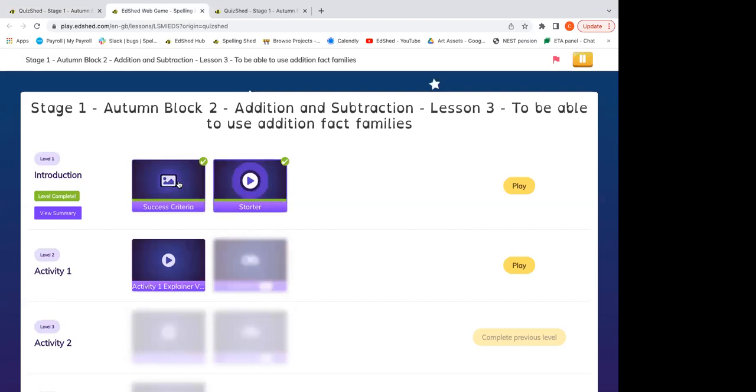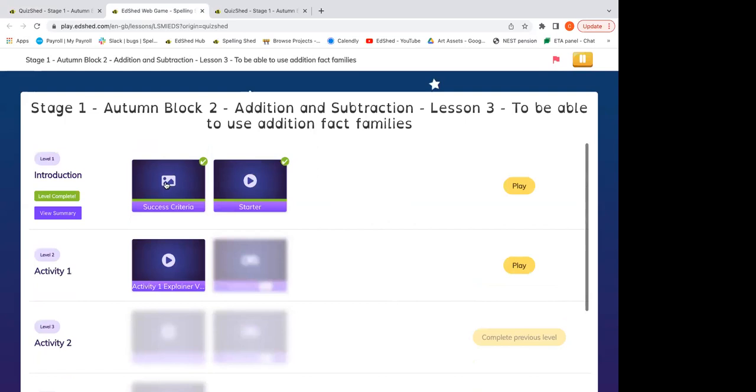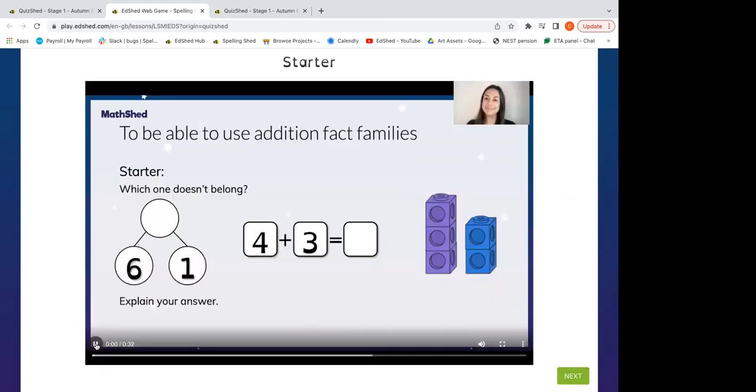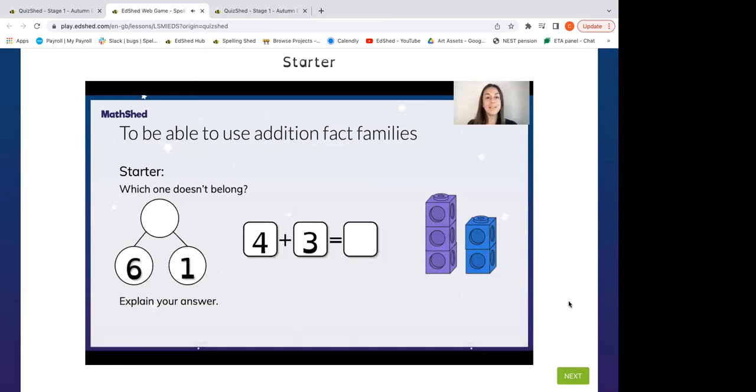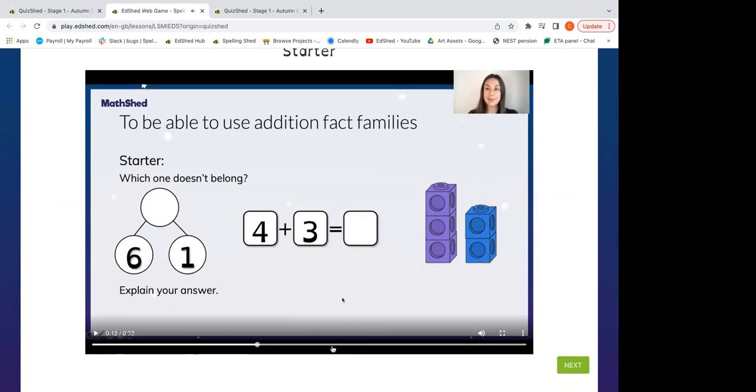So I clicked on these earlier, but you can see how the others are blurred out and I'm forced to go at the start. It's only green because I did click on them earlier. So they'll have short video clips for the starter, for example. Today we're going to learn how to use addition fact families. For this starter, which one doesn't belong? We've got a part whole model here, a number sentence, and 2 sticks of cubes. So then they can watch that and get a bit of an idea.